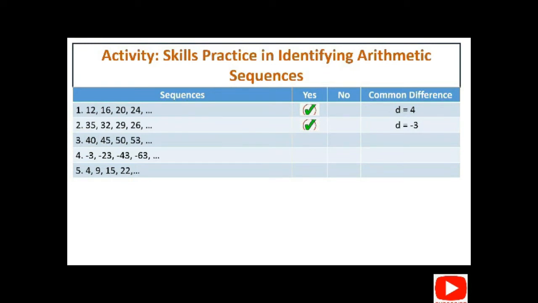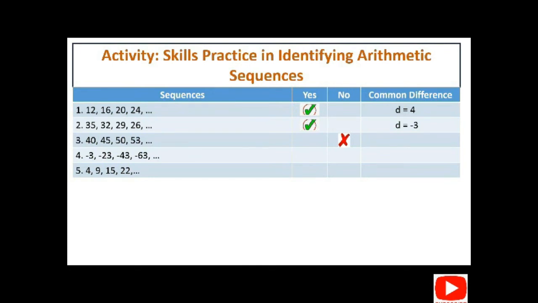So far so good. Okay, number 3: 40, 45, 50, 53. Is this an arithmetic sequence? No, because in the last two terms, when you subtract, it gives you a difference of 3, while the rest has a difference of 5. They are not common, therefore this is not an arithmetic sequence.